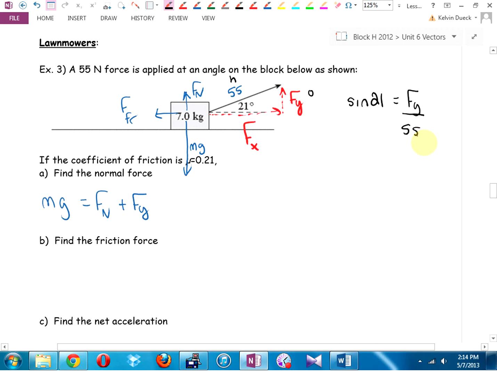Yes? So here's what I'm going to say. I'm not going to bother typing that into my calculator. Just wherever I see an Fy, what will I replace it with when I'm typing? 55 times sine of 21. Oh, boy. What was A asking me to find? Normal force? Which of those three that I've written there is the normal force?